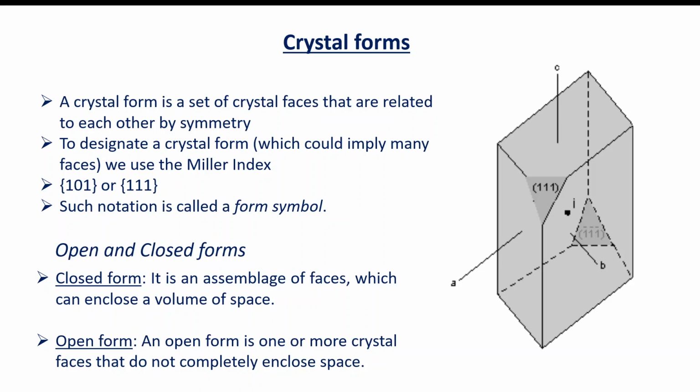To designate a crystal form, which could imply many faces, we use the Miller index like we have seen earlier, and the notation is called a form symbol, like we can look at this one.